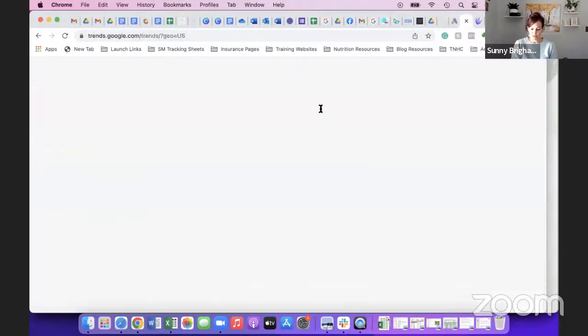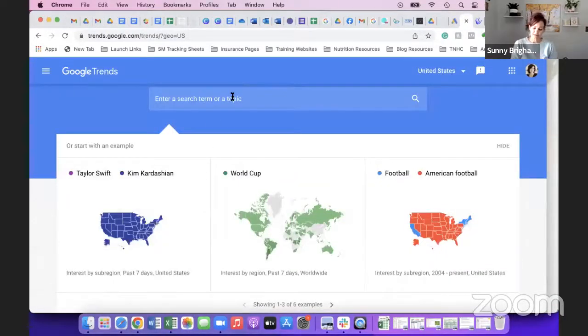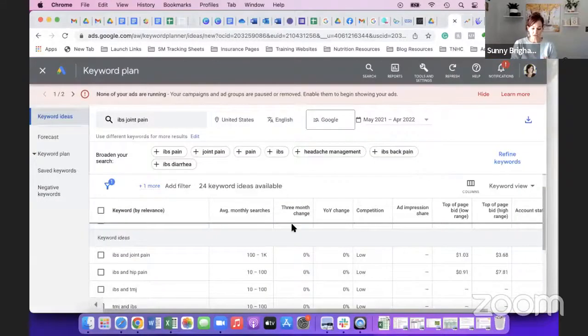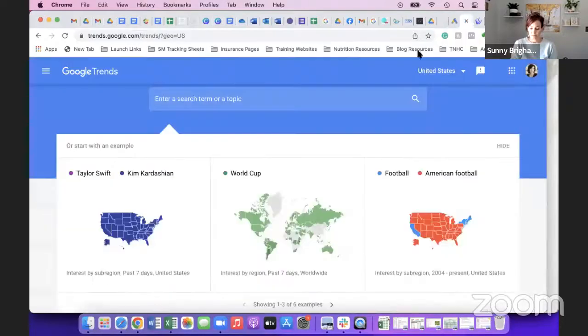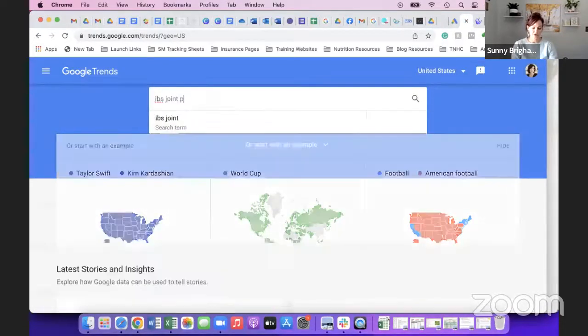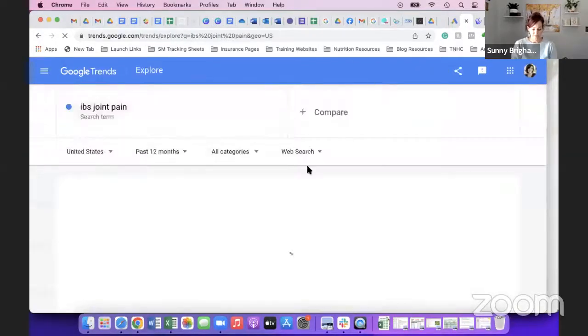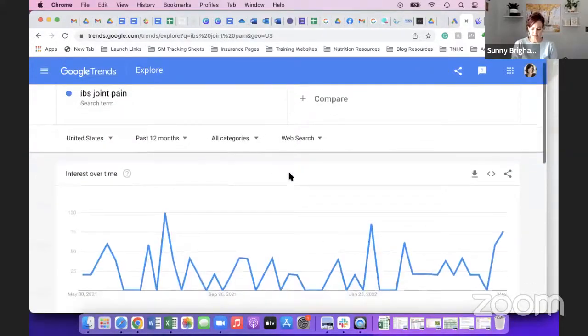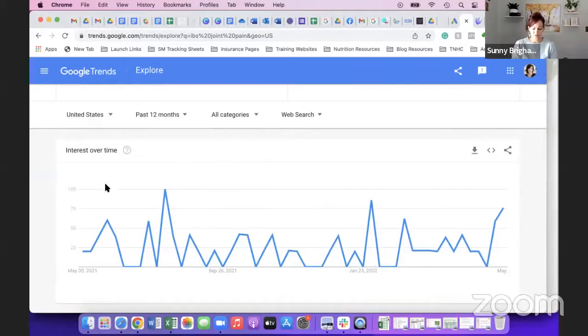Okay, so let's look at Google Trends. So this is a little different. I don't use this as much. I would say I use the keyword planner more frequently than anything else. But we've got Google Trends, and we could do the same thing. We could put IBS and joint pain here. And we can see what the interest in this term is, or the search term over time.